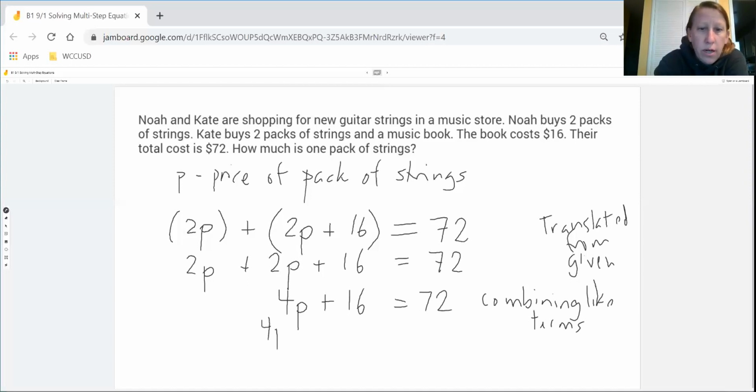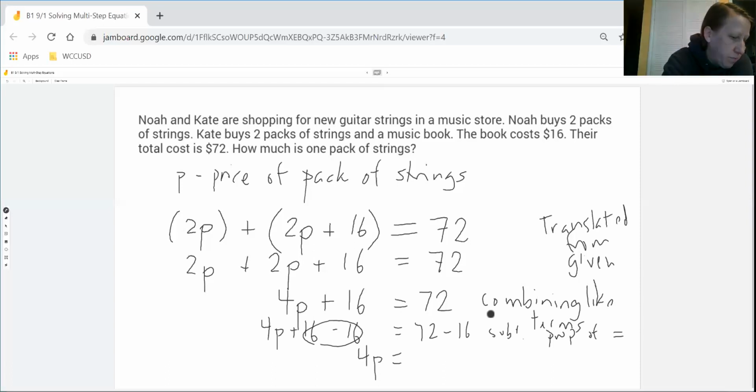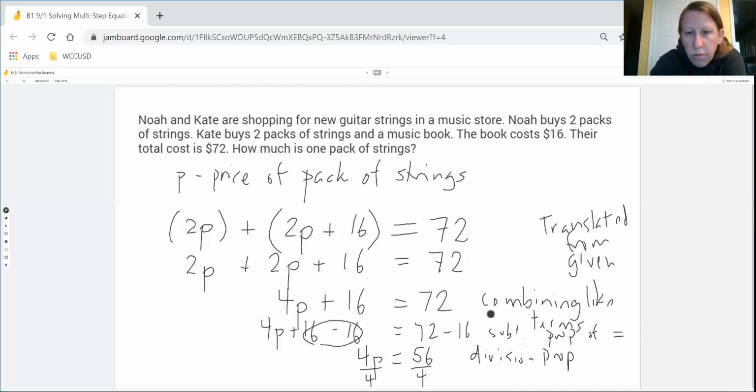And then what do we do? Then we use our algebra properties. So we're going to subtract 16 from both sides. That's called the subtraction property of equality. And then there's our zero pair, and we have our 4p, 72 minus 16. It's 56. Okay, that's just called subtraction. I'm going to divide both sides by 4. That's called the division property of equality. You can divide both sides, keep it fair, keep it even.